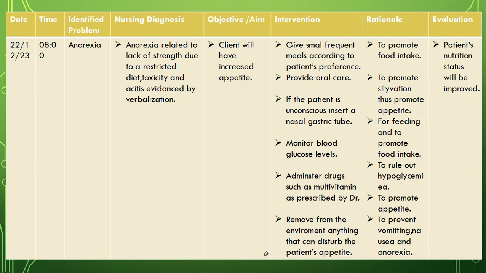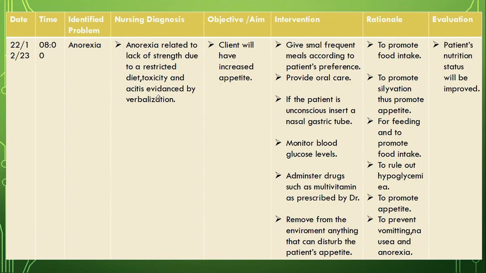So the third problem that we identified is that the patient is likely to have anorexia. Under our nursing diagnosis, the patient will have anorexia related to lack of strength due to restricted diet, toxicity, and ascites, which can be evidenced by verbalizing. So the patient will be failing to eat due to lack of strength.